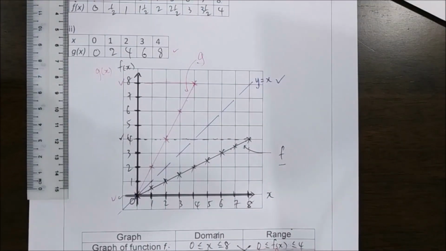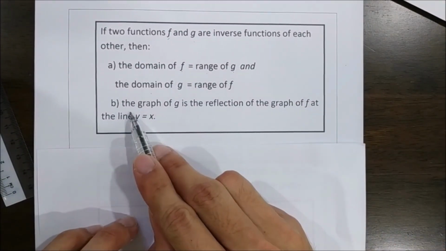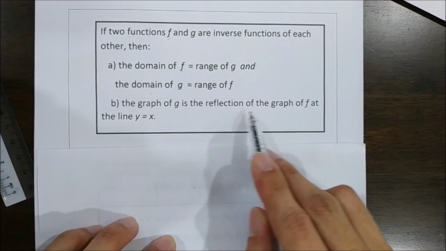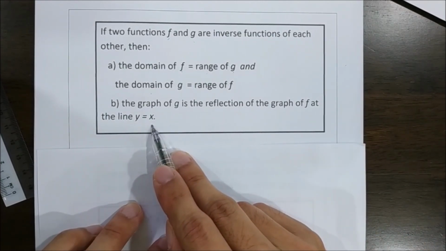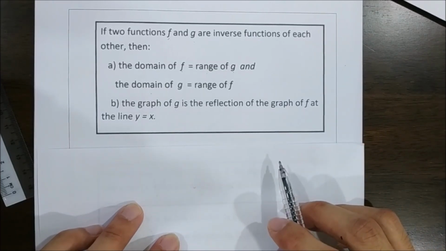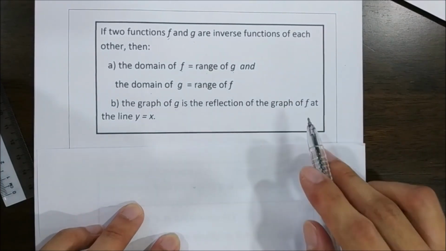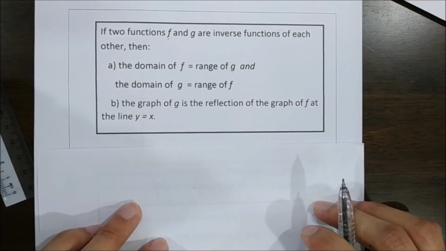This brings us to the next part of the third conjecture. The graph of g is the reflection of the graph of f at the line y equals x, provided that g and f are inverses of each other. Then g is the reflection at the line y equals x.